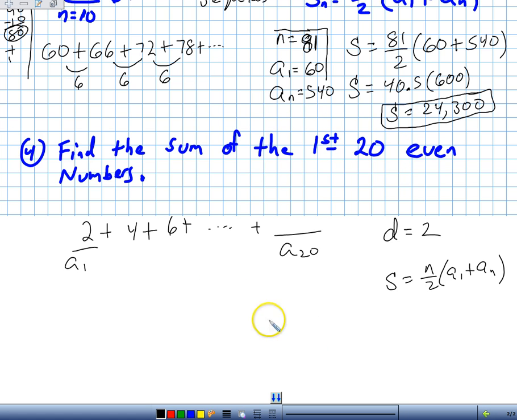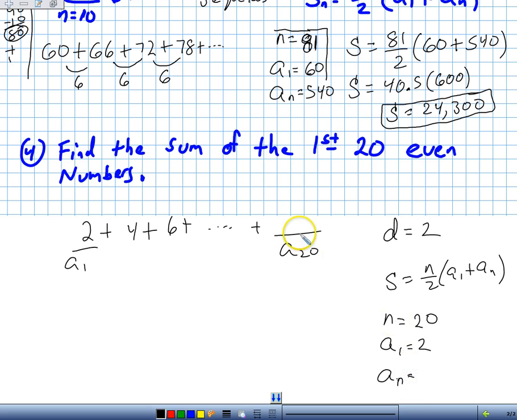All right, well, let's see. If I'm going to use this formula, I need to know how many numbers we are adding. And so it'll be 20. I need to know what the first number or the first term is. And the first term is 2. And I need to know a sub n, or in this case, the a sub 20, which is the last number here. What is it?